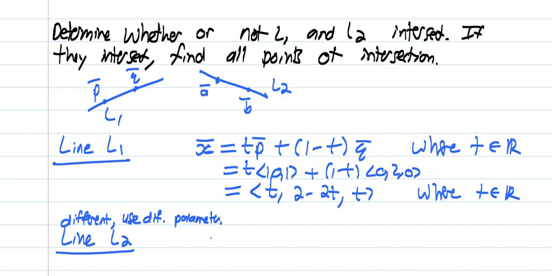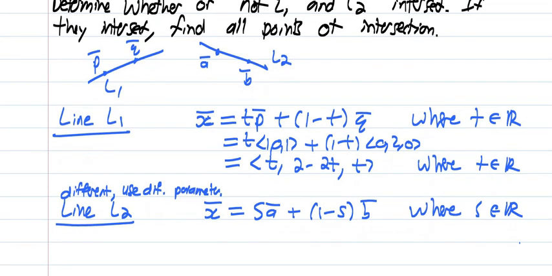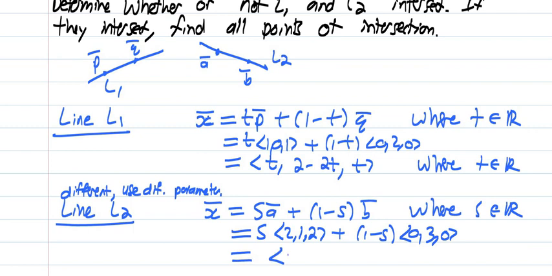So here I'm going to say the line is of the form x equals, remember it passes through points A and B, so you can see why the diagram helps, sA plus (1 minus s)B, where s is a real number. Now we're given that A is the vector (2, 1, 2), and we're given that B is the vector (0, 3, 0). If we do the mathematics, I'm going to leave it for you to check, this becomes (2s, 3 minus 2s, 2s), where s is a real number.